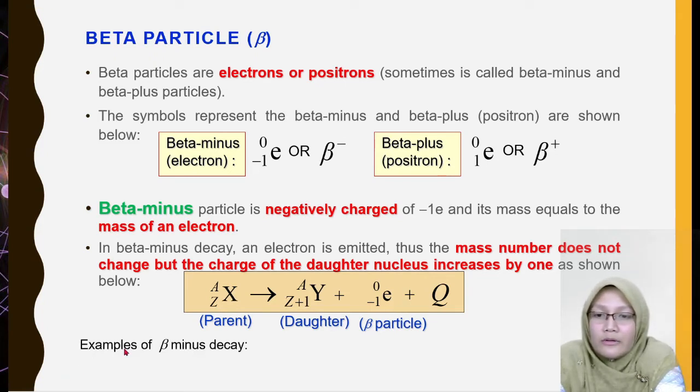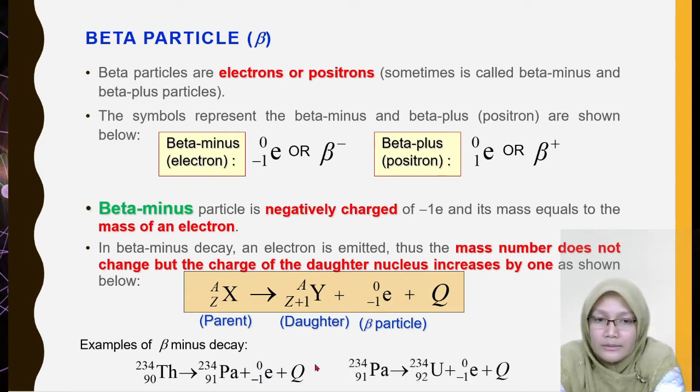Okay, example of beta minus decay. Thorium 234. So atas yang ni pun yang daughter dia ni sama juga 234, tapi yang ni dia akan tambah 1. Okay, 91. Dan ni adalah beta minus particle. Ni adalah nuclear energy.